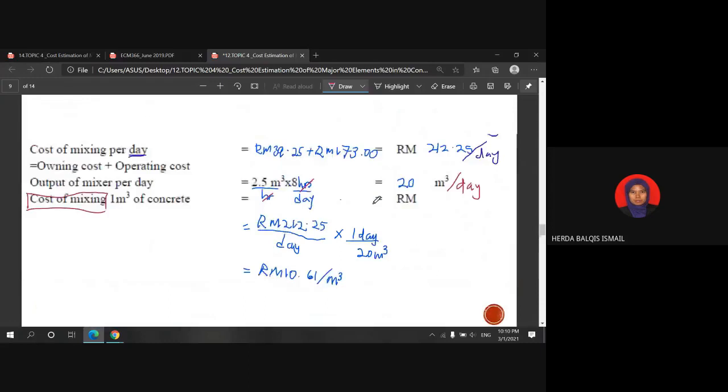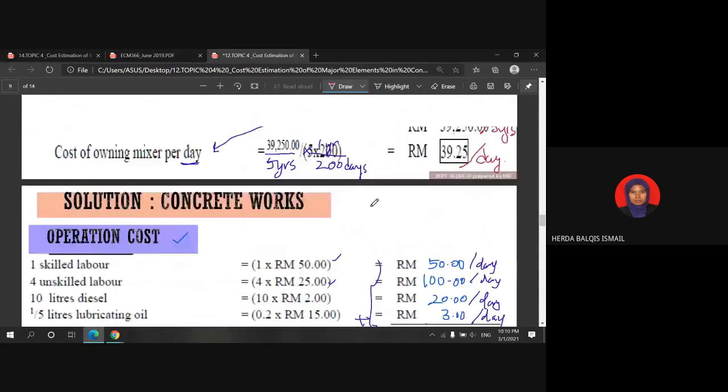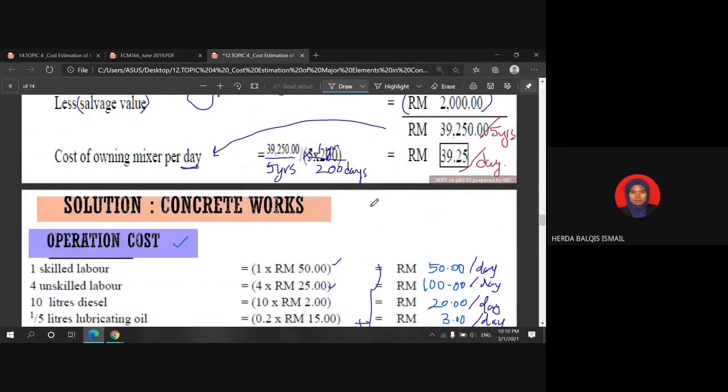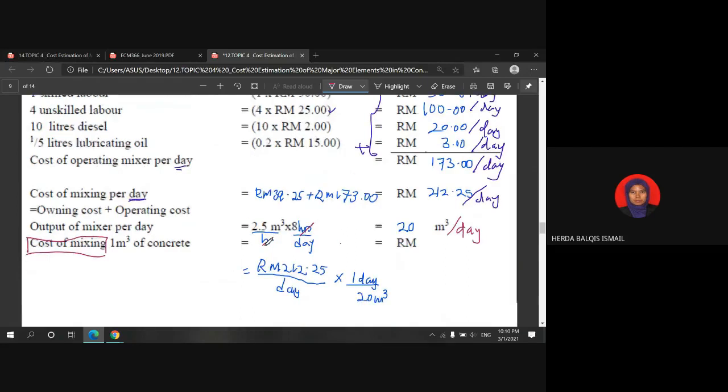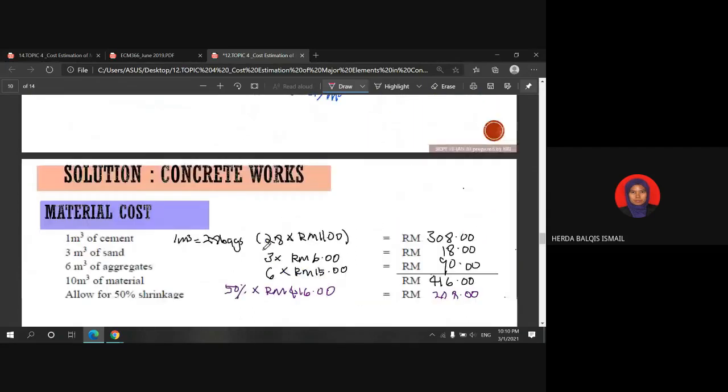So here, calculate the cost of equipment that we will use to mix the concrete. Alright, so moving to the next one, we will look into how to calculate the material cost.